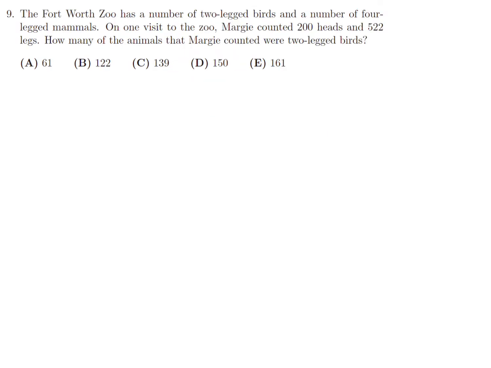The Fort Worth Zoo has a number of 2-legged birds and a number of 4-legged mammals. On one visit to the zoo, Margie counted 200 heads and 522 legs. How many of the animals that Margie counted were 2-legged birds? So let b be the number of birds and m be the number of mammals. b plus m is 200 because she counted 200 heads. Each of those has a head.